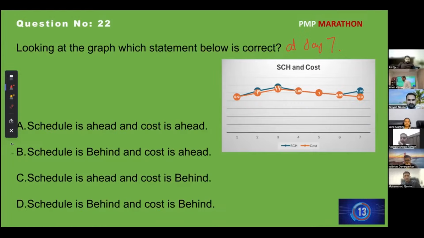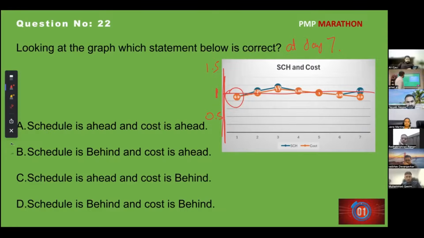Let's go one by one. If the question said on day one, we don't know about the cost. Where is that? 0.9 with 1. It should have a graph here also. Whatever this is, it is day 1, 2, 3, 4, 5. Let's say this line is 1, this is 1.5, this is 0.5. At point A, both of them are bad.